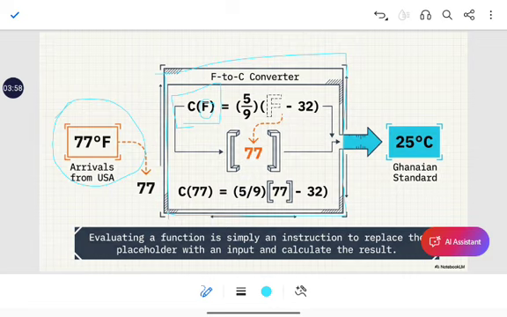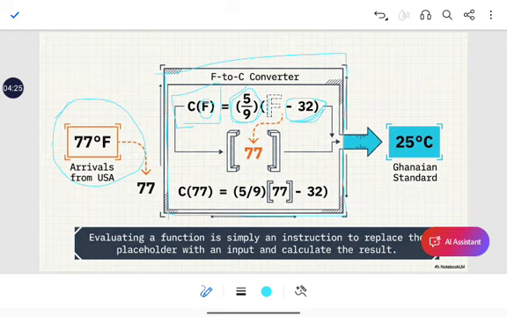Now, what does the rule say? The rule says that whatever figure it is in degrees Fahrenheit, subtract 32 from it. Now, the answer you get, multiply that by 5 divided by 9.